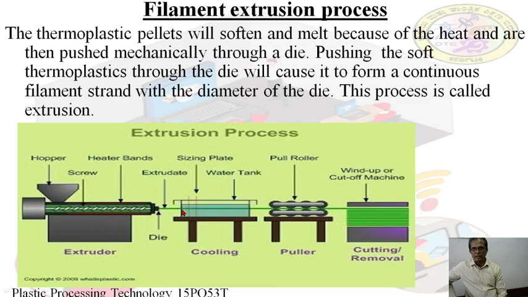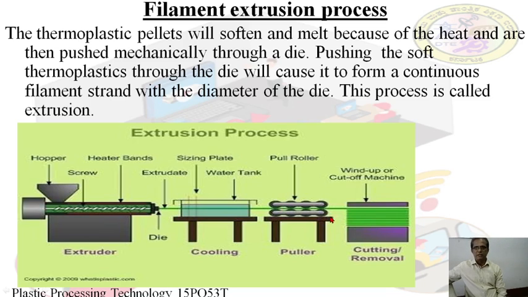The sizing plates are there. This is the water tank, and then the filament goes out. These are the pull rollers, through which it is pulled at a synchronized speed; the speed of the extrudate emerging out of the die should match the speed of this puller. Then it is taken out. This is the cut-off machine, and a wind-up arrangement is there at the end of this unit. The entire setup is called the extrusion line for filament manufacture.